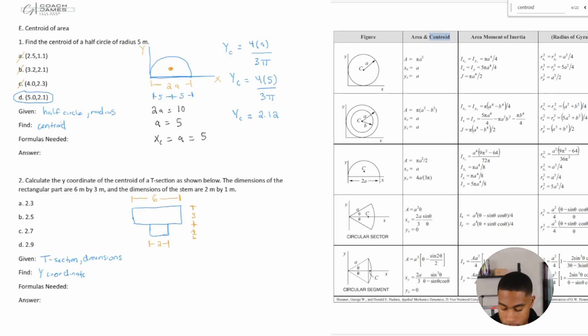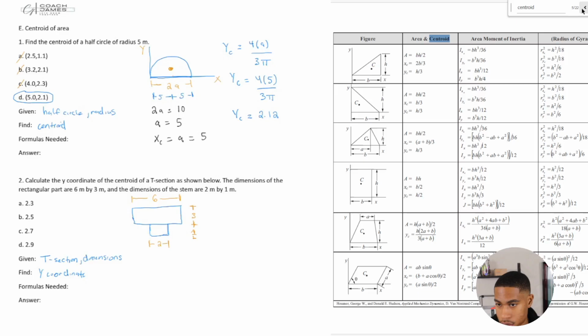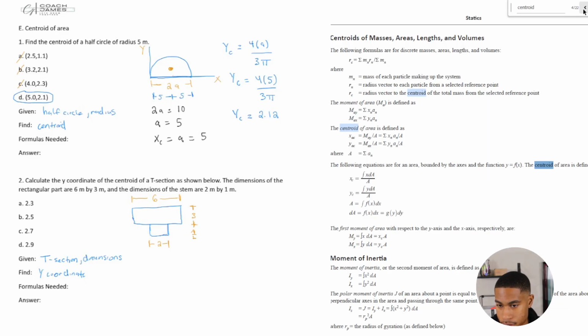Now, what formulas do we need, right? Because this is not just one rectangle, it's 2 different areas, right? So I'm gonna go back to searching for centroids, and this is where we begin to get our y coordinate. All right. Centroid of an area, we can get our y coordinate by summing up all the y centroids times the area of that specific piece all over the area.